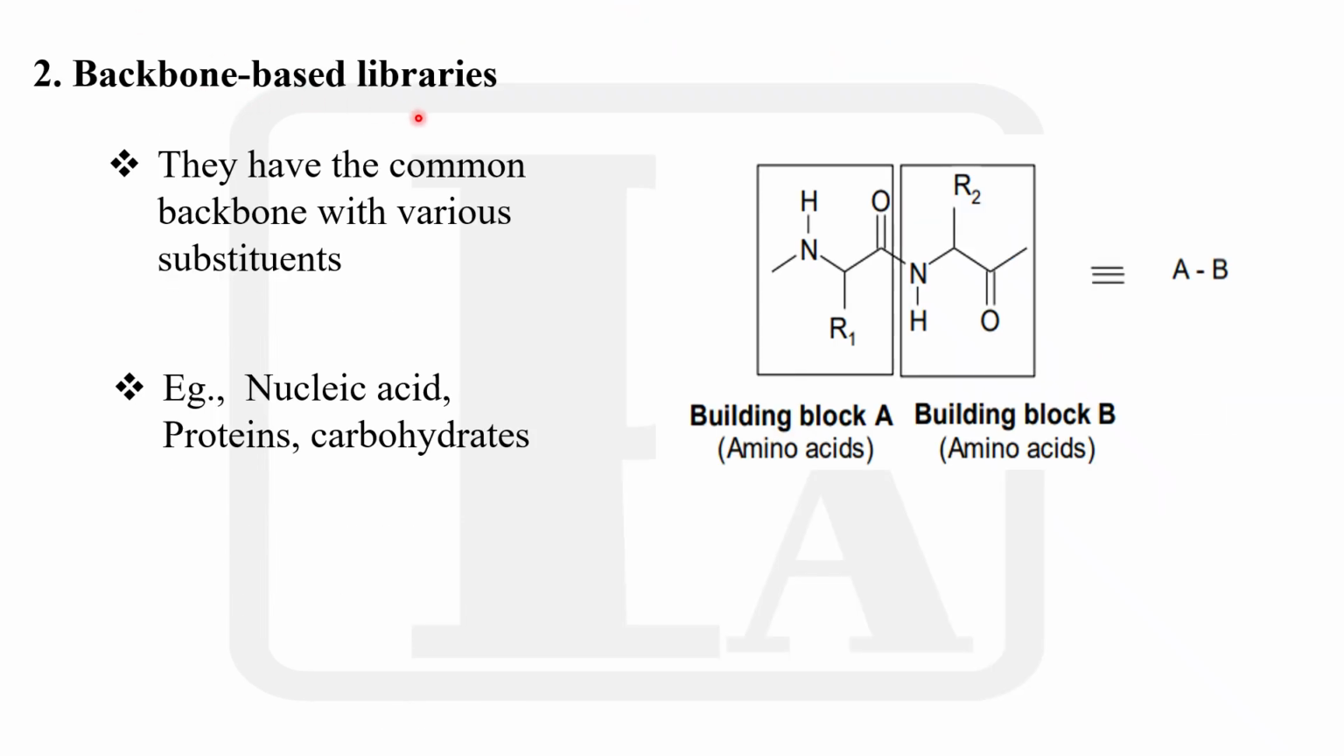Next one is the backbone based library. Here all have a common backbone with different substituents. Here the building blocks in this case are both amino acids. So what are the examples? That may be nucleic acids or proteins or carbohydrates. Here the backbone is common.